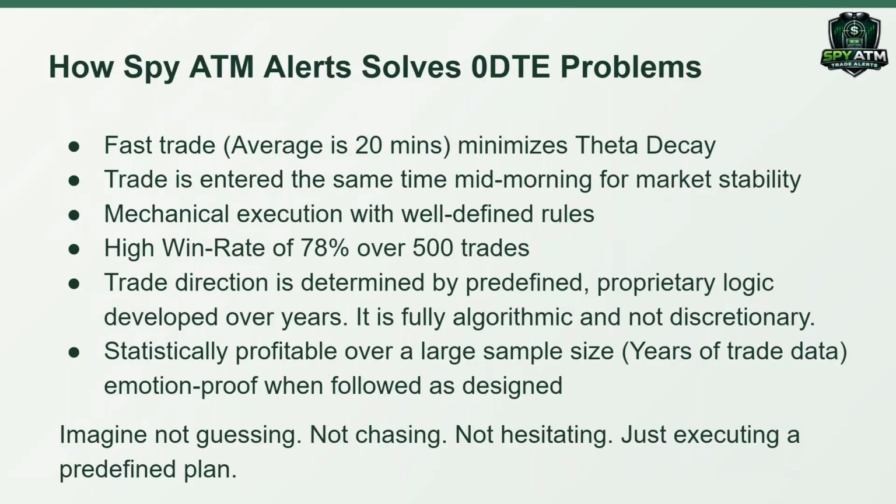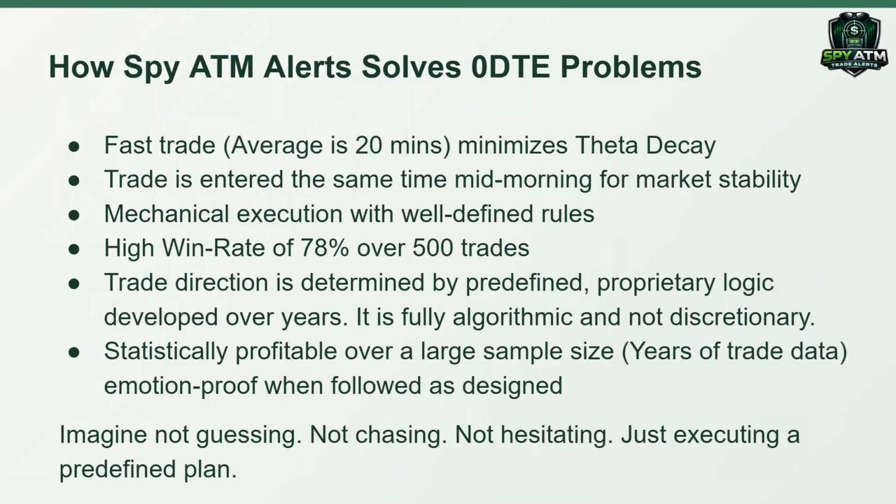Basically, you have a very fast trade. The average is about 20 minutes, which minimizes theta decay. The trade is entered at the same time every morning, when the market is stable, like we talked about a few slides ago. So the market's stable, it's about 10:30 a.m. Eastern time. Things have settled down a little bit, and we have that nice market stability.